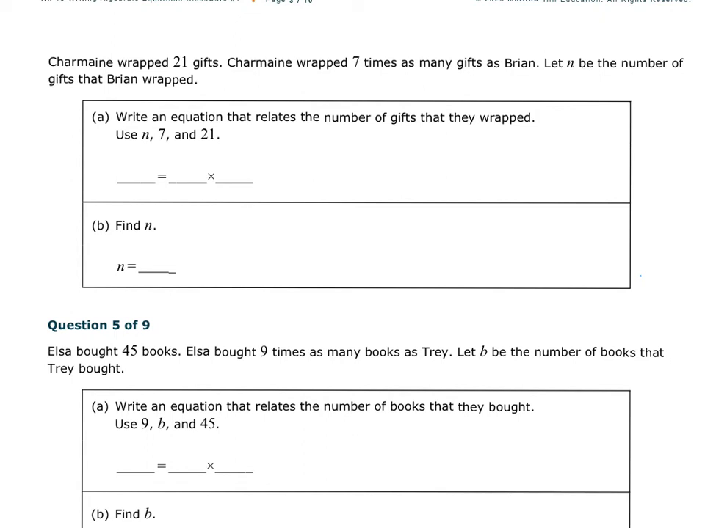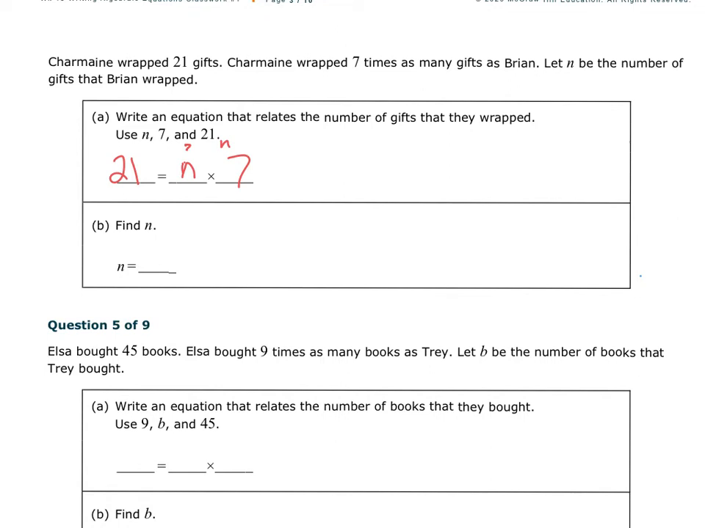Charmaine wrapped 21 gifts. Charmaine wrapped 7 times as many gifts as Brian. Let n be the number of gifts that Brian wrapped. So Charmaine wrapped 21, 7 times more than Brian. So Brian was way less than Charmaine. Brian wrapped n. So Brian's gifts times 7 equals 21. We could write that other ways too. You could have flipped the 7 in the end.